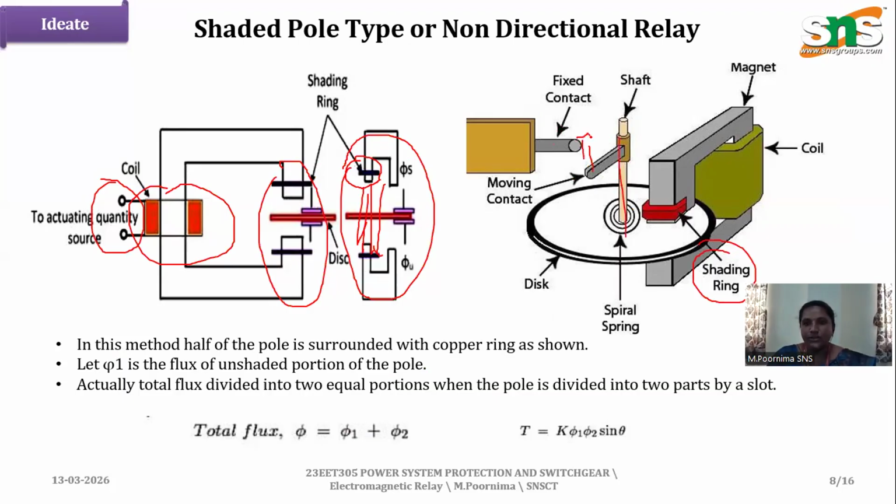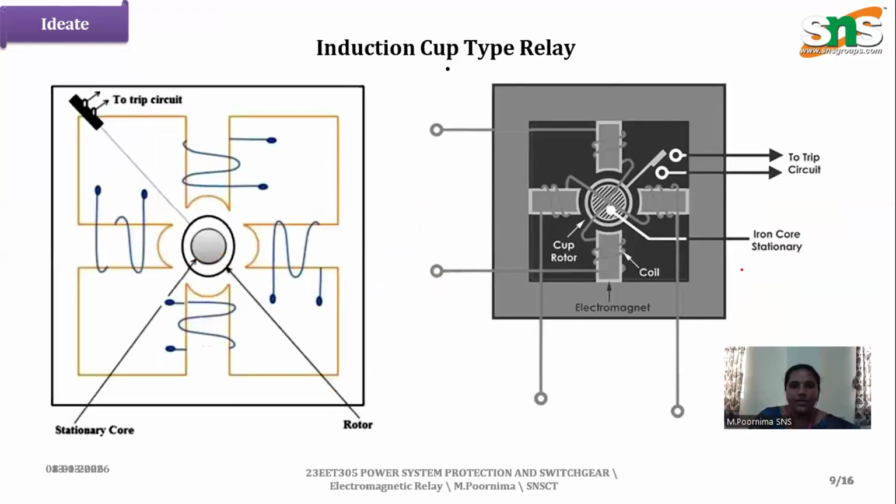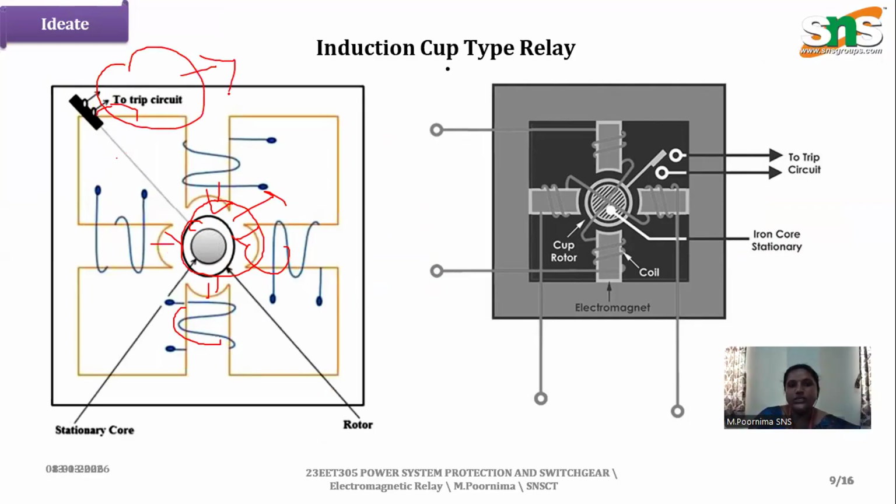It gets attracted. Here, coming to the induction cup type, what happens when the coil gets energized? Because of this, the flux is produced. Because the flux is produced, this starts to rotate. So once it starts rotating, what happens? This rotor gets attached to the circuit, the contactor closes and trips the circuit. Here we have another type. Once this coil gets energized, flux is produced, and because of the produced flux, it starts to rotate.